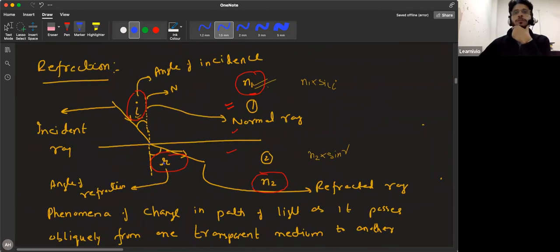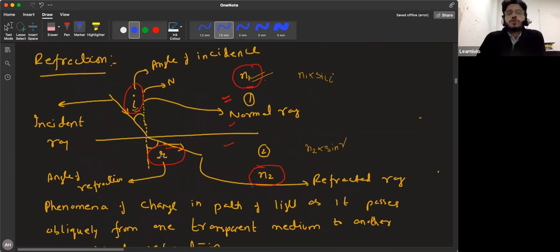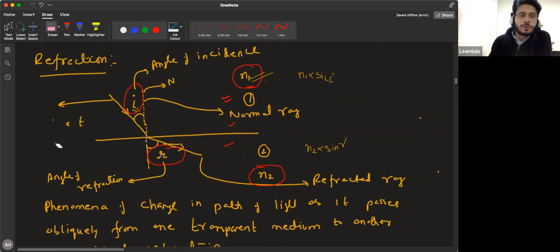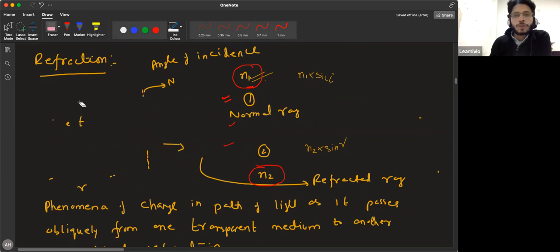The next is refraction. When light travels from one medium to another, its speed and wavelength change. Due to change in its speed, its path changes. This phenomenon is what we call refraction of light. So let me draw this diagram. This is the phenomenon of change in path of light. The cause of refraction is change in speed of light when it travels from one medium to another.